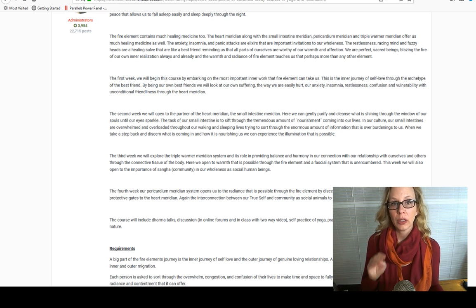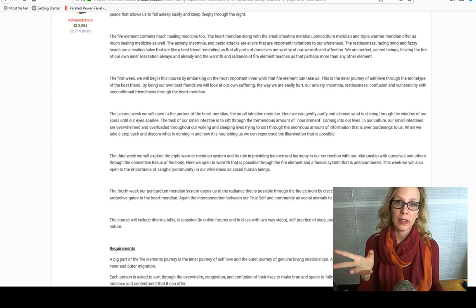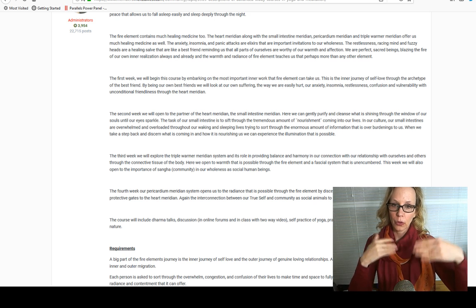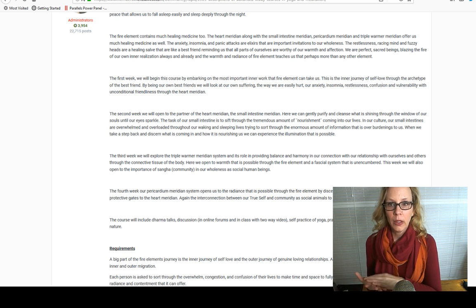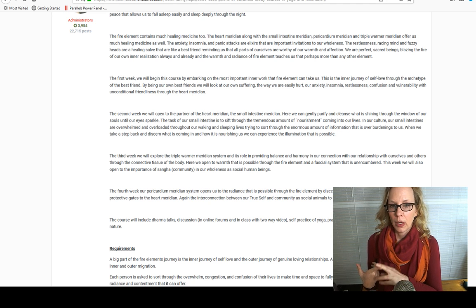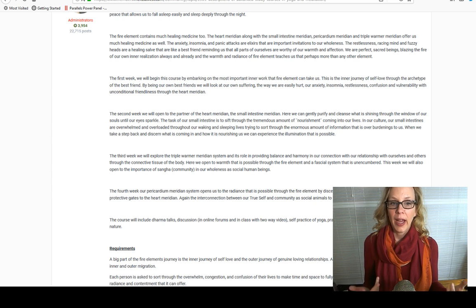And in the course, we're going to do that in 4 ways through each of the meridians. We're going to take a week through each of the meridian channels. So in the first week, we're going to embark on the most important inner work that the fire element can take us on. And this is the inner journey of self-love through the archetype of being our own best friend.